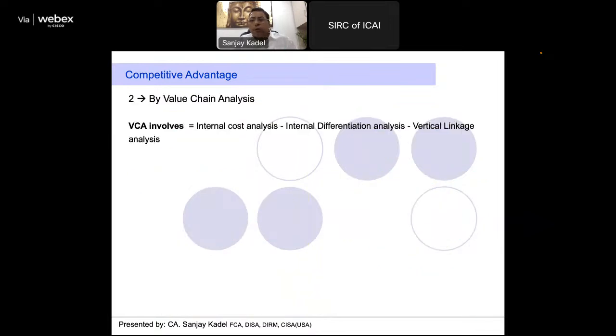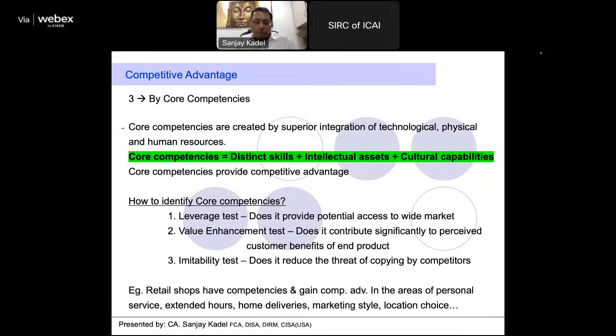Then you can do value chain analysis, and then you can achieve competitive advantage. You can have core competencies and win the competition. What is the meaning of core competencies? Core competencies means distinct skills, intellectual assets, and cultural capabilities. So if you are good at something, some personal caring of your customers, if you are able to give some unique experience to your customers in any manner, then it is a core competency.